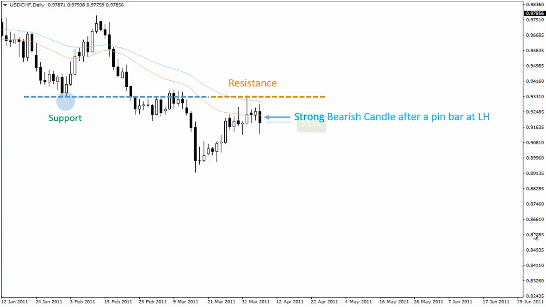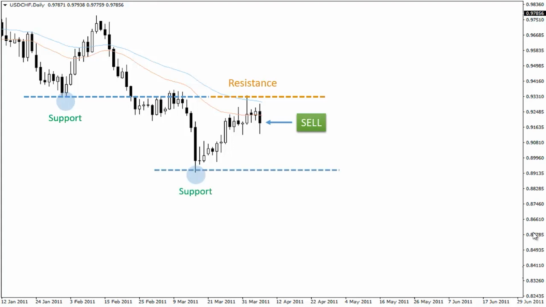So now we can trigger a short trade entry at the closing price of the bearish candle, hoping that the market will fall after this bearish candle and break the current lower low level, or the latest support level of this market, to create another lower low level so that we can grab some easy pips from this downtrend market.